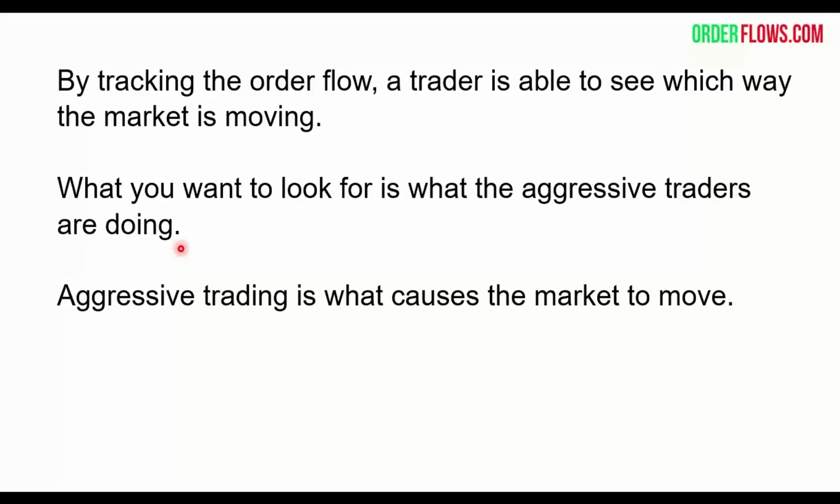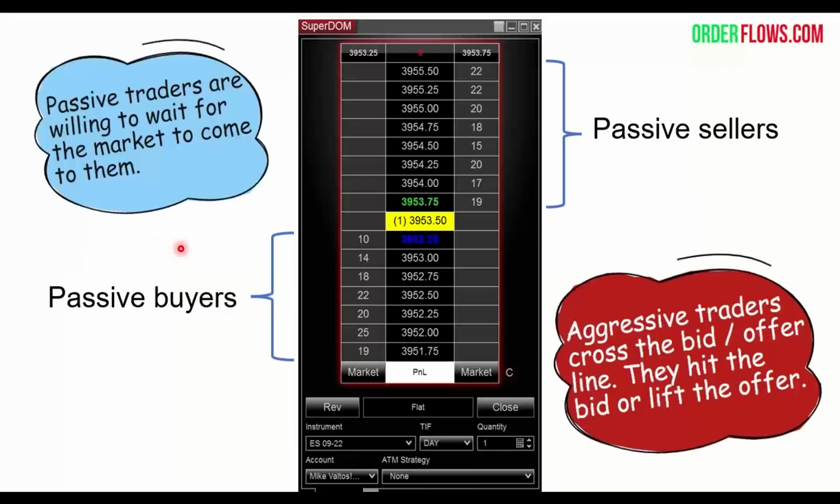Whereas if demand was very strong, you'd have a lot of people lifting the offer, buying the next offer price, buying the next offer price. Now on a dome, right? Dome was sort of the next step up from time and sales, where you could see the depth of the market. You could see the resting liquidity in there. But the resting liquidity is the passive traders. They're the passive buyers. They're the passive sellers.